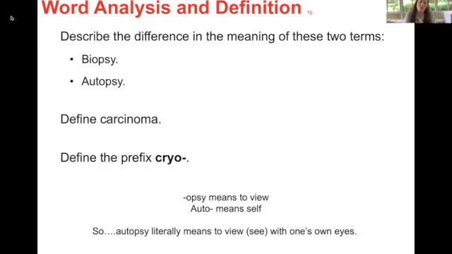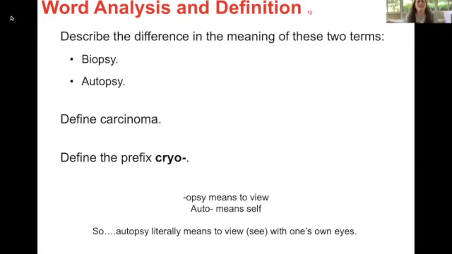This one, I added my own little words in here because I really thought this was interesting. It says to define the difference in the meaning of the two terms, biopsy and autopsy. Autopsy, I'm sure you've heard of it before. Opsy means view, so biopsy and autopsy both mean view. Auto means self. We've talked before about autotrophs, and that means that they make their own food. So autopsy literally means to see with one's own eyes. I think that's kind of cool.